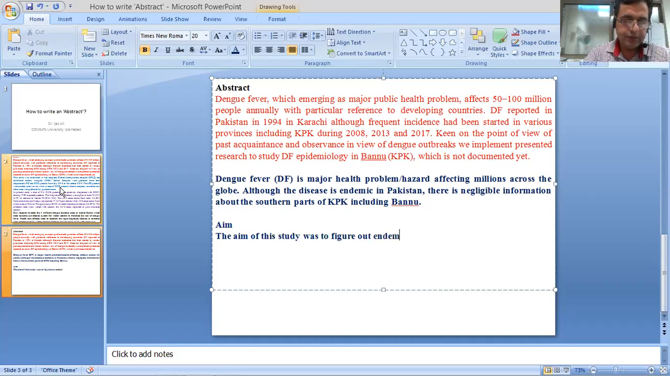endemic regions in district cohort. For instance, this is my aim, you know.